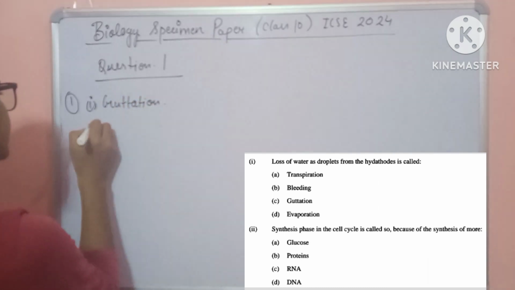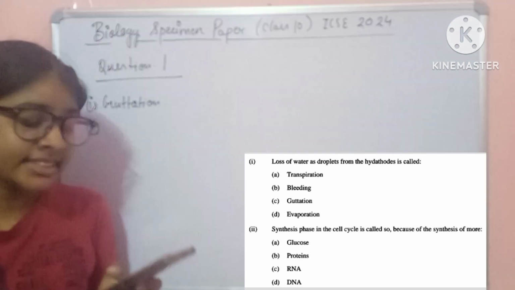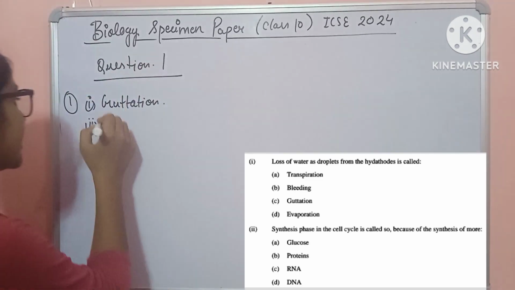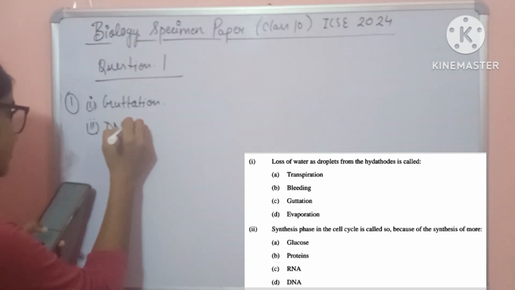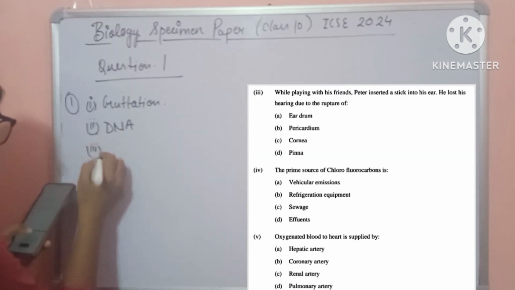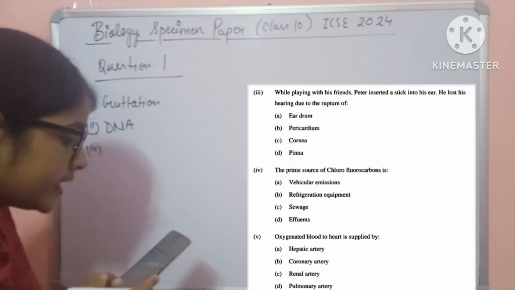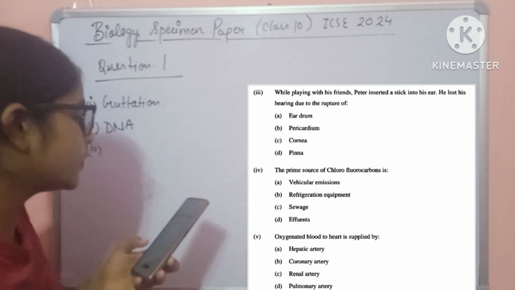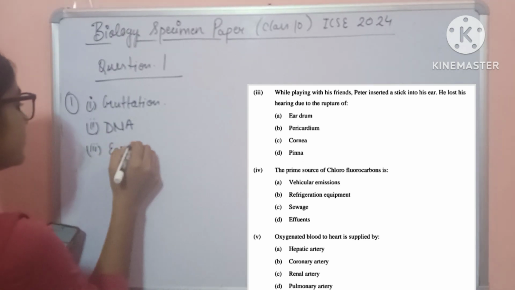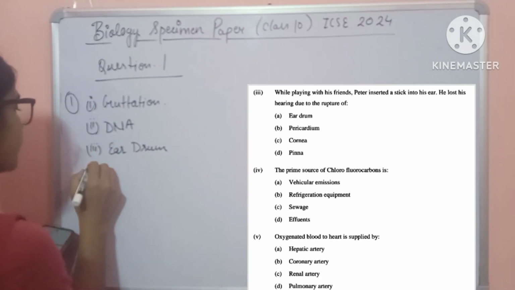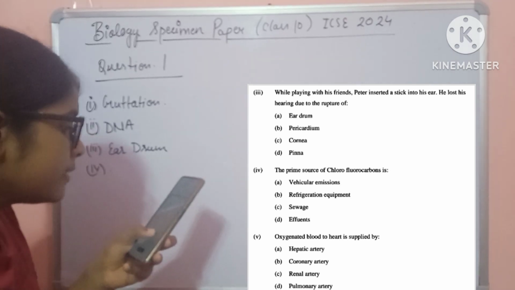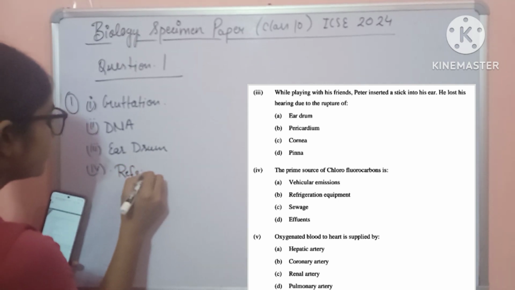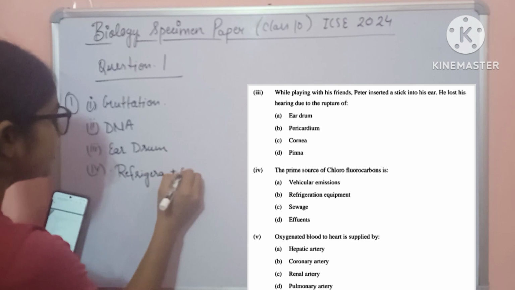Okay students. Second MCQ. Synthesis phase in the cell cycle is called so because of the synthesis of more DNA. Third part, while playing with his friends, Peter inserted a stick into his ear. He lost his hearing due to the rupture of the eardrum. Fourth, the prime source of chlorofluorocarbon is refrigerant equipment. Okay, refrigerant equipment.